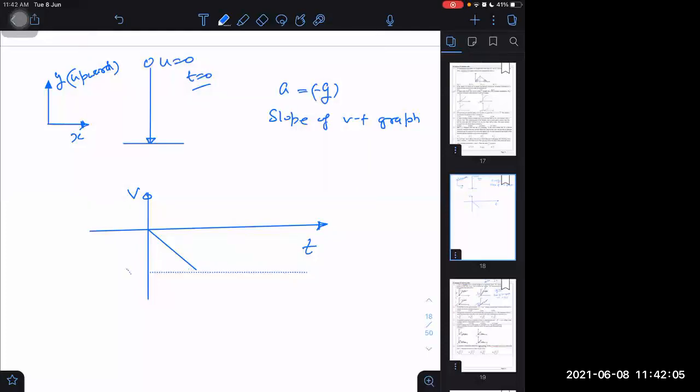If it strikes, and during striking its velocity was V or V naught, that is the velocity.